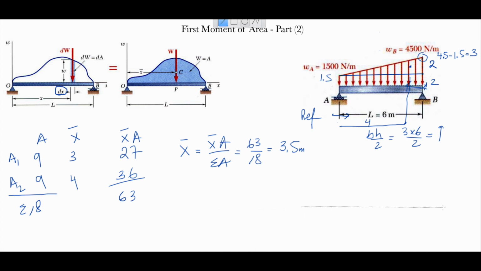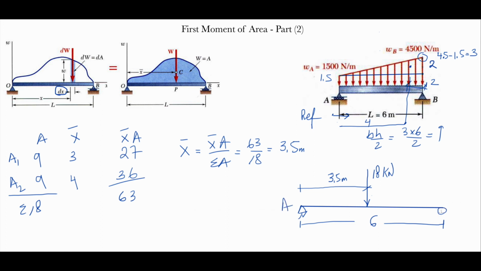So now that means, let me draw it here. That's the beam. The distance here is 6 meters from here to here. These two loads are equivalent to 18 kilonewton, which is the sum of areas, at a distance of 3.5 meters from point A. And then you can go and find the reactions as we saw in the previous lectures.